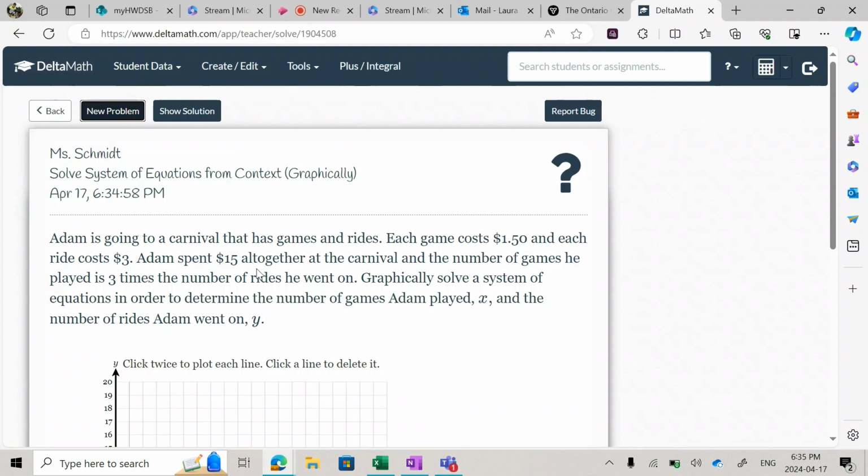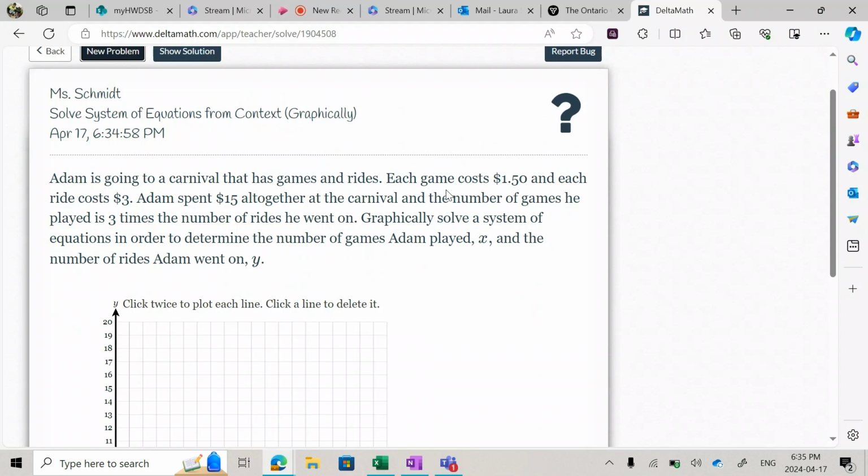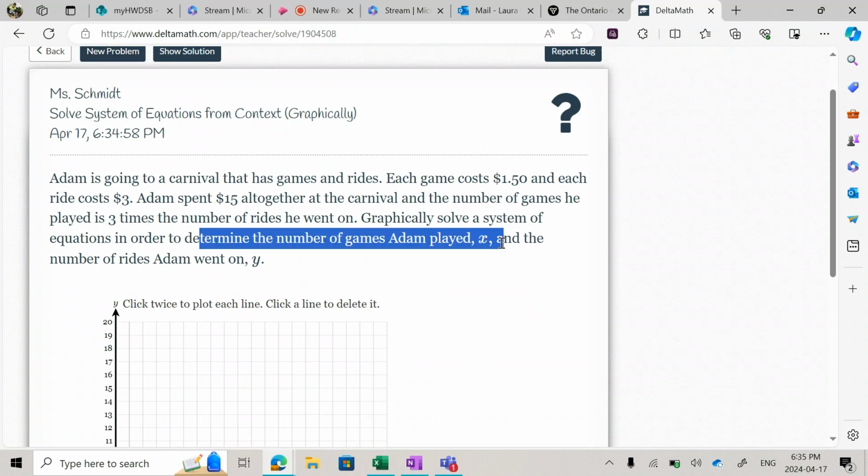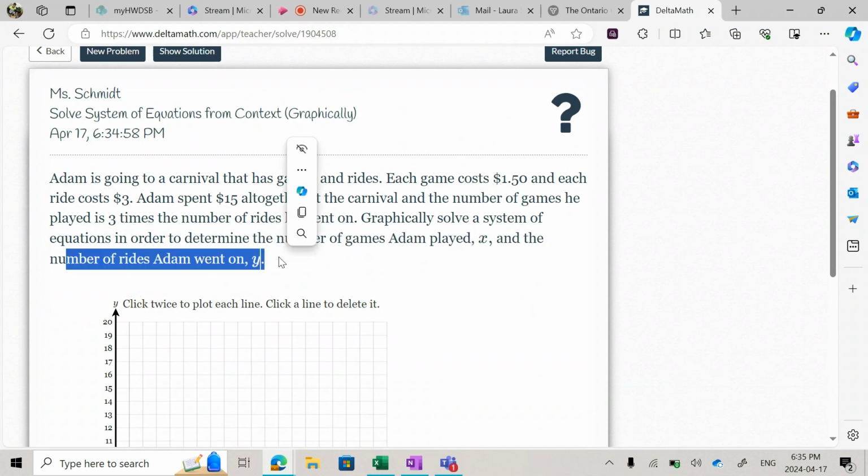Adam is going to a carnival that has games and rides. Each game costs $1.50. Each ride costs $3. Adam spends $15 altogether. So right away, I got some info. I just want to see what x and y are. So the number of games is x and the number of rides is y. Okay, so right away I'm going to make an equation for that.